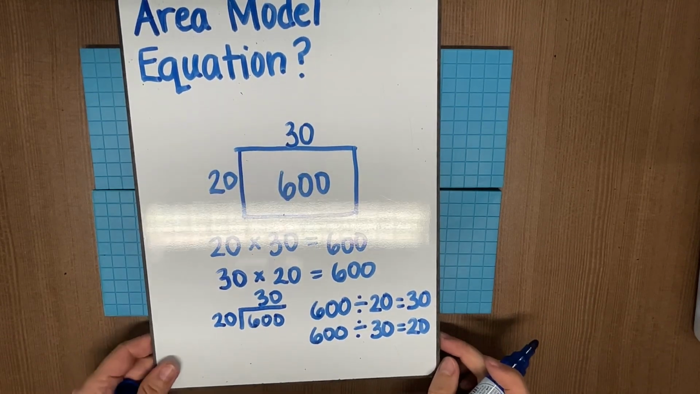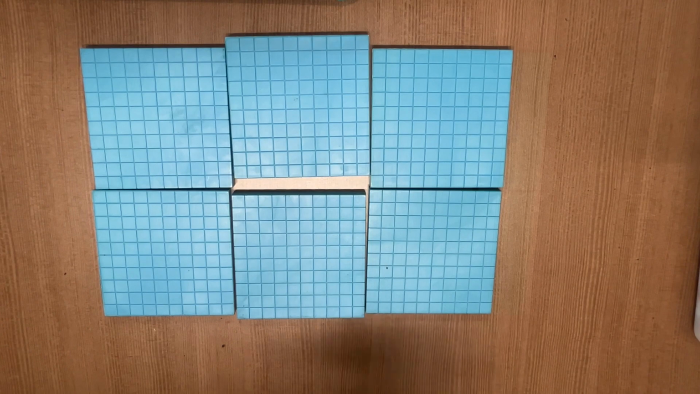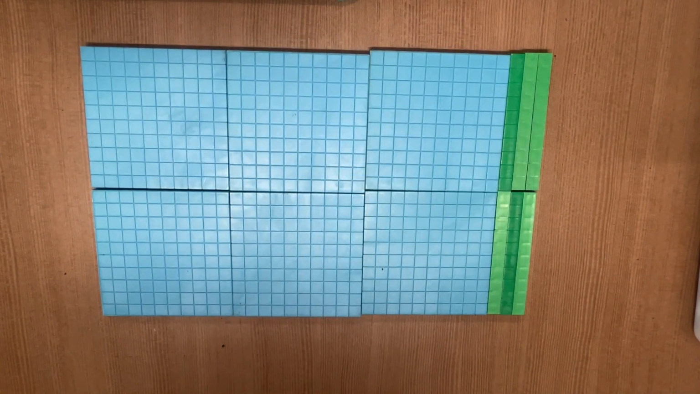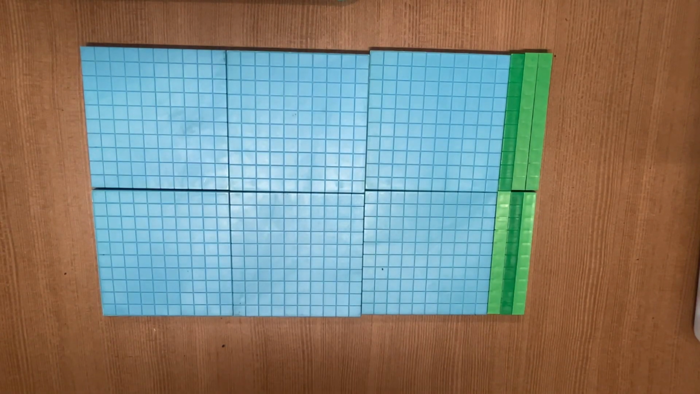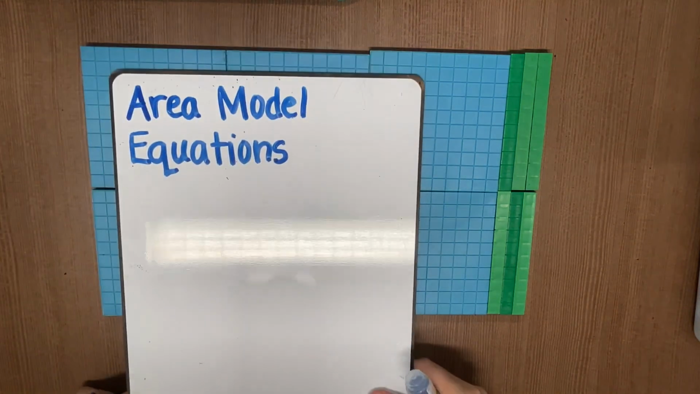Let's get more complicated. I have added to my area model, and it's a new area model now. How would I draw this area model? And what would be the equations to match it? Pause the video and give it a go. Okay, let's see how you did.